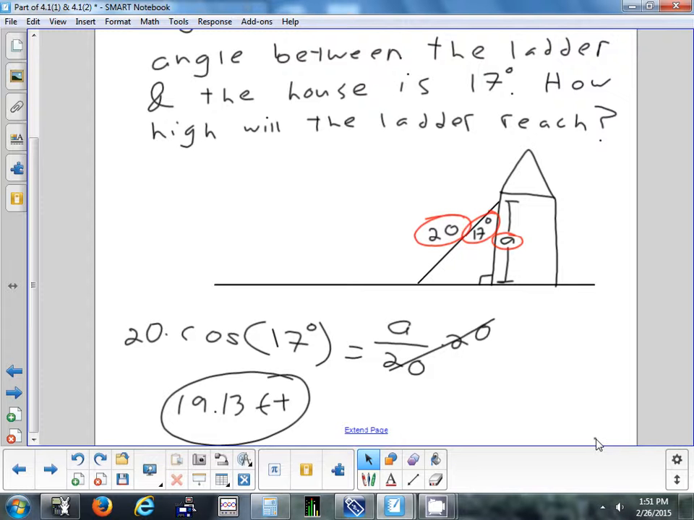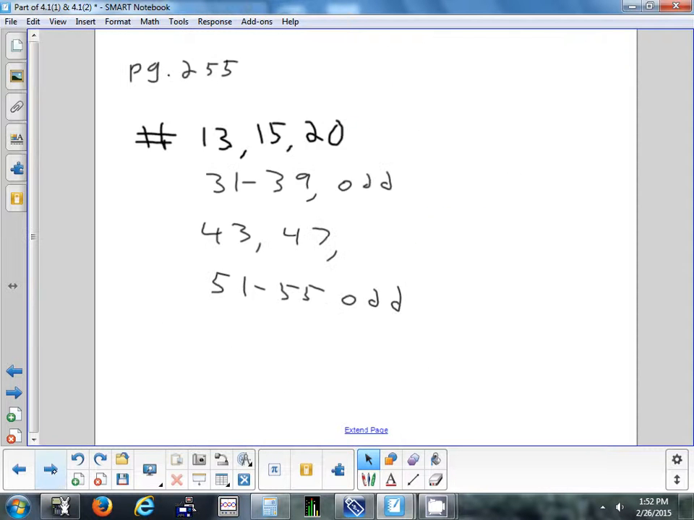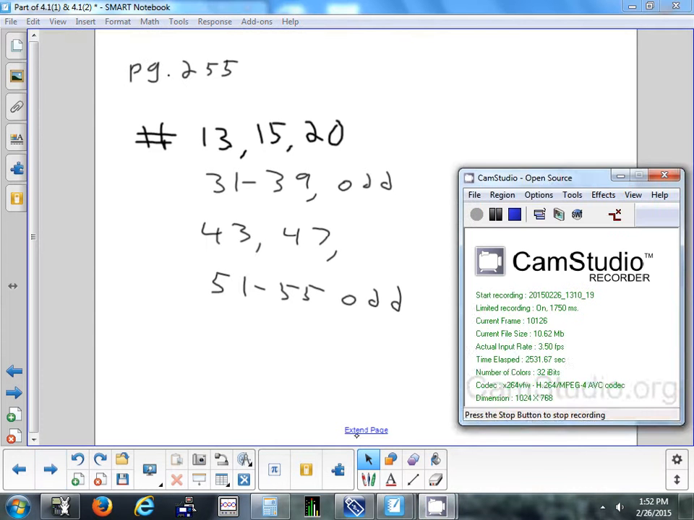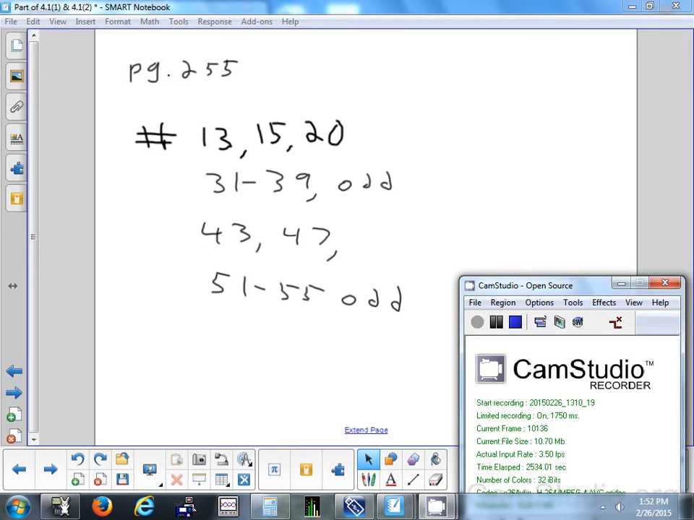All right, so tomorrow we'll go over this. Any questions on the homework? Then we'll have a test on just 2 sections, 3-1 and 4-1. As I said, there won't be any assignment over shop week. But this one will be due tomorrow. Page 255: 13 and 15, that's what you did yesterday. You did 9 and 11, so I'm having you try 2 more of those. 13, 15, 20. And then the rest is odds: 31 to 39 odd, 43 and 47, 51 to 55 odd. And I will be after school for extra help today.